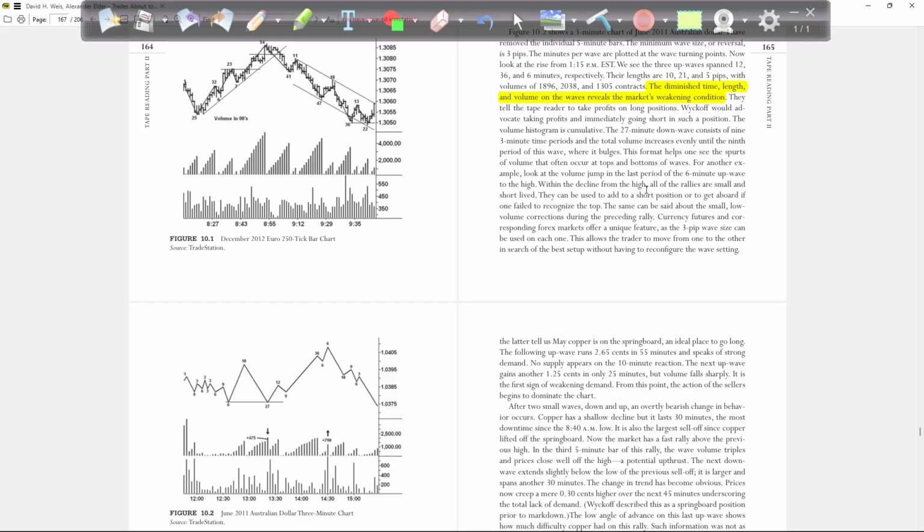Within the decline from the high, all the rallies are small and short-lived. They can be used to add a short position or to get aboard if one failed to recognize the top. The same can be said about the small low volume corrections during the preceding rally.